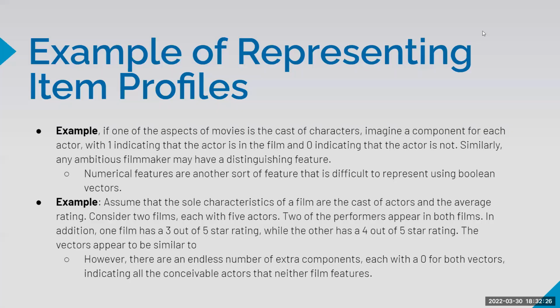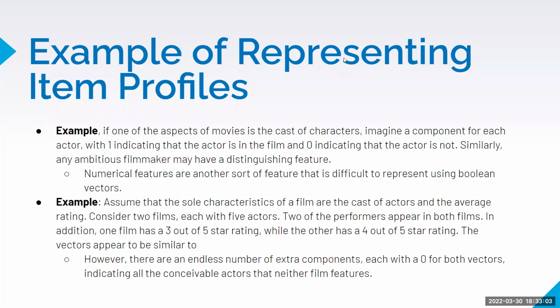So let's take an example of representing item profiles. One example is a movie containing a cast of characters. Imagine components for each actor, where one indicates the actor is in the film and zero indicates the actor is not in the film. Similarly, filmmakers could have multiple distinguishing features. One key takeaway to keep in mind while doing item profiling is that numerical features are another sort of feature that is difficult to represent using Boolean vectors.